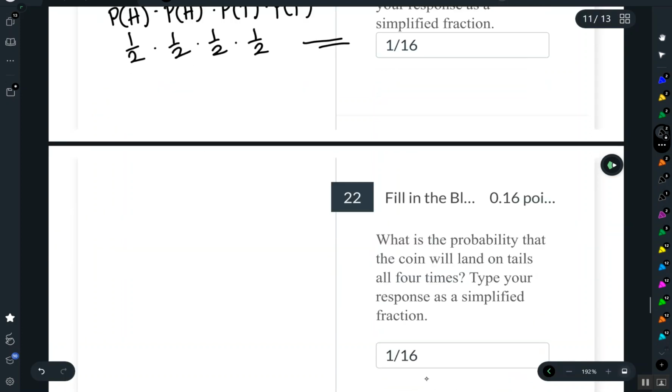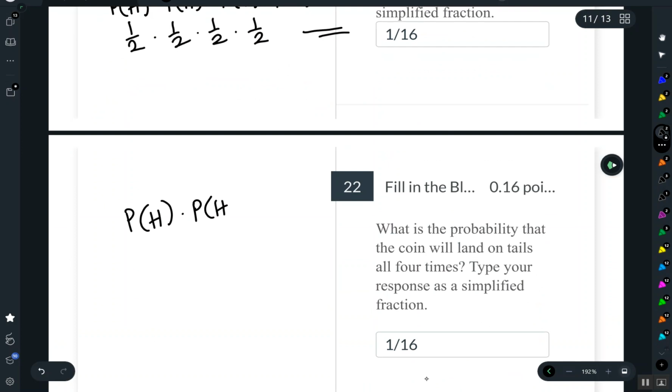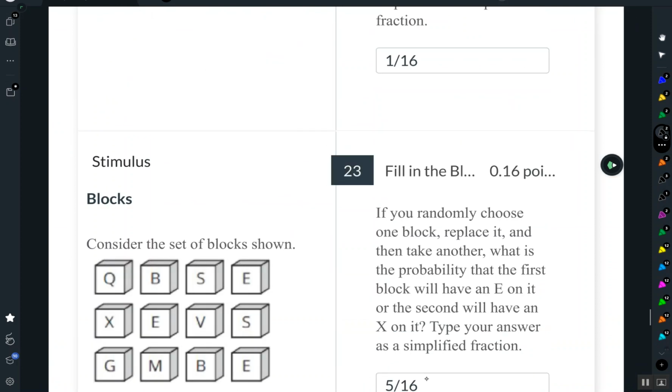Okay, 22 says, what's the probability the coin will land on heads all 4 times? Okay, since the probability of a heads or tails is a half, it's going to be the same thing. So you get 1/16 again. That was the end of that one.